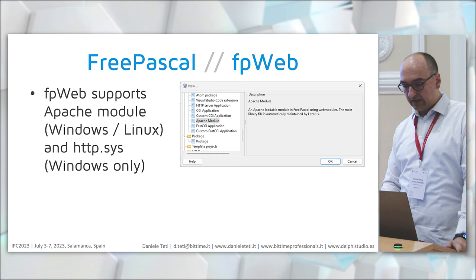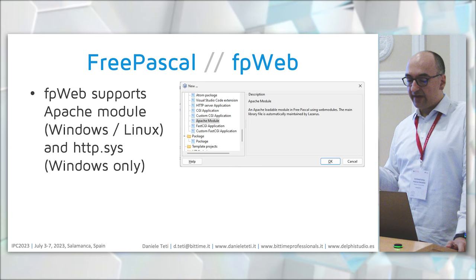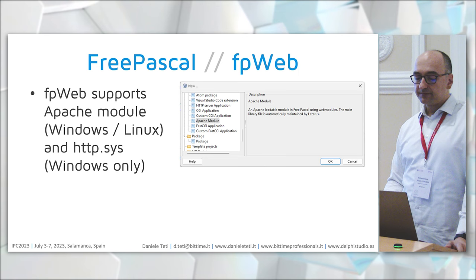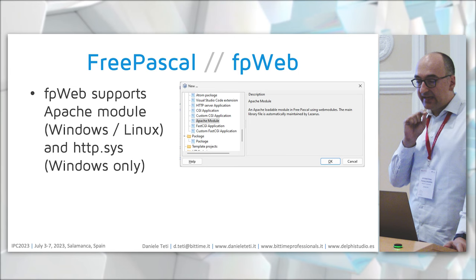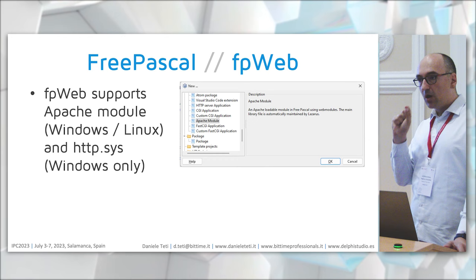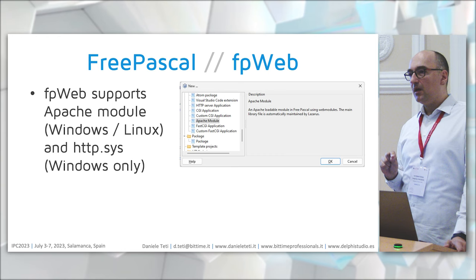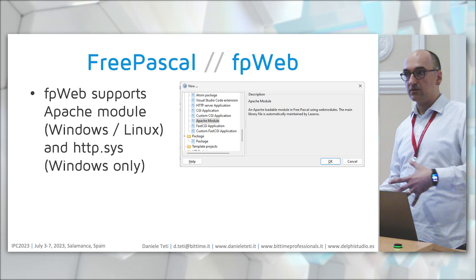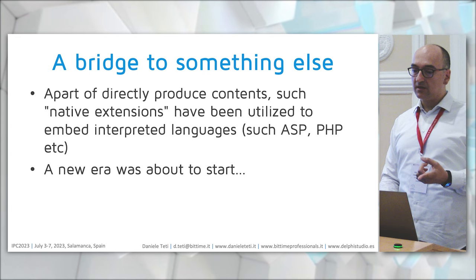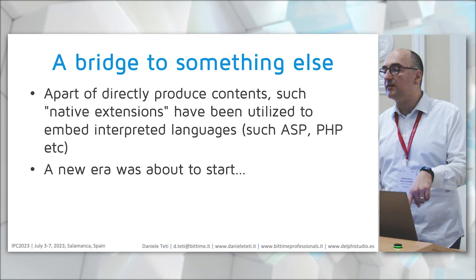In the Free Pascal world, FPWeb supports Apache module development for Windows and Linux. And it doesn't provide, as far as I know, ISAPI development, but provides a mechanism to create HTTP.sys modules. HTTP.sys is a kernel module of the Windows system, which is really, really fast and can be used to develop such dynamic content for Windows. So while WebBroker allows creating ISAPI for Windows, Free Pascal doesn't, but permits creating HTTP.sys modules.